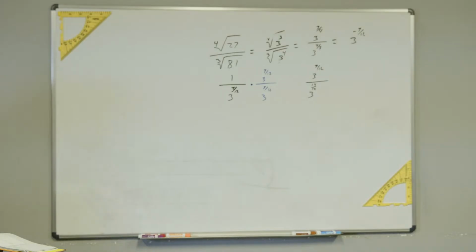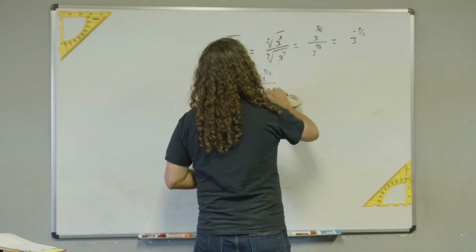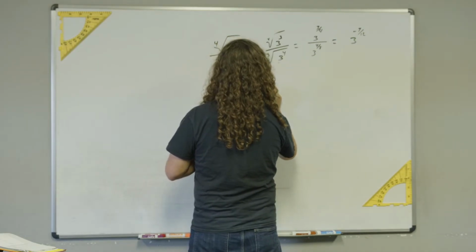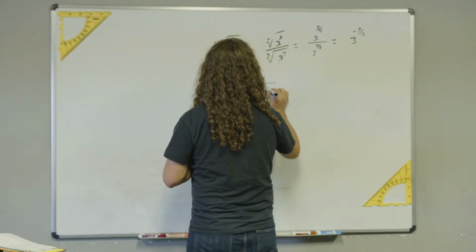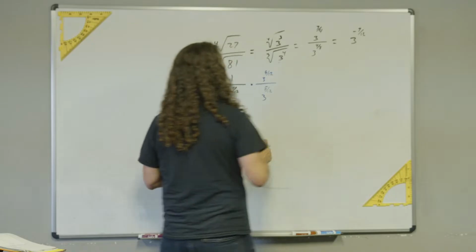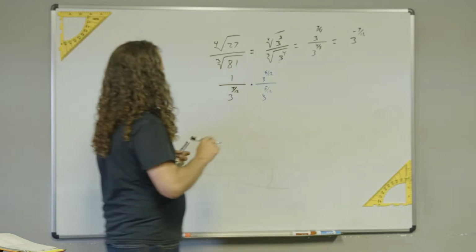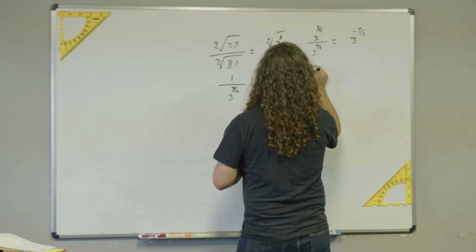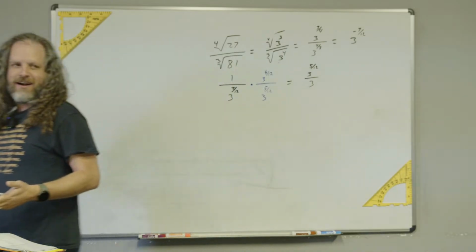Do we do 3 to the 5/12? Yeah, if we do 3 to the 5/12, that will in fact work. Because 7/12 plus 5/12 is what? 12/12, which is 1. Because then 1 makes the thing go away, and then it's just 3. So now we've got 3 to the 5/12 over 3. It's still not quite right.